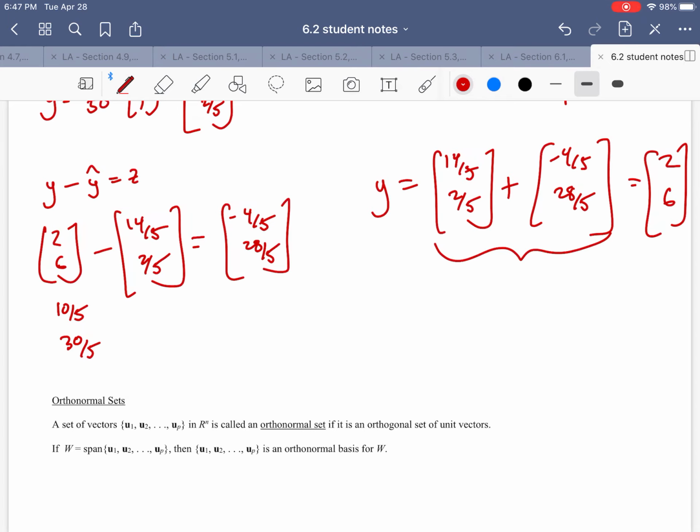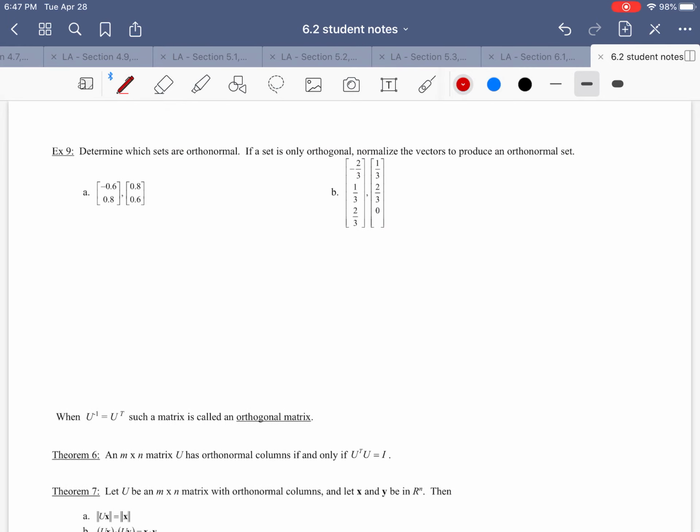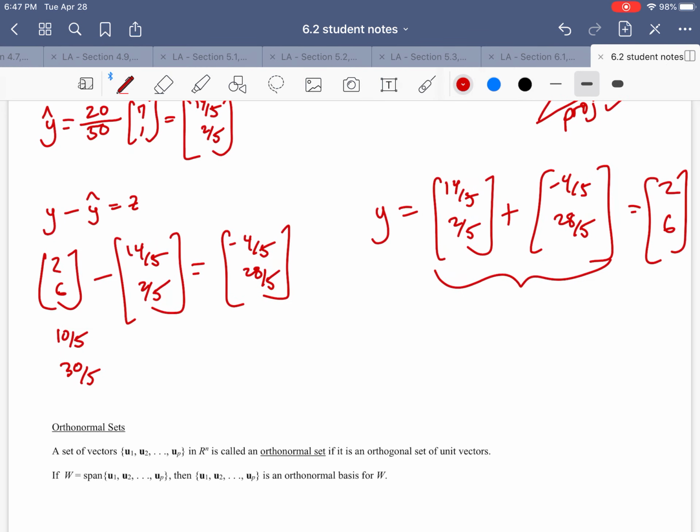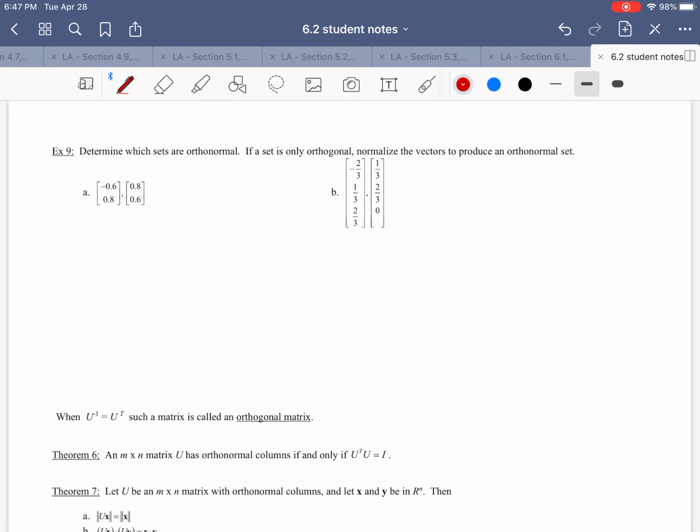And so the last example that we have to do is basically inspect what orthonormal means and whether something is an orthonormal set. So not only do they have to be perpendicular to each other, they have to be unit vectors. All right. So first, let's check and see if they're perpendicular to each other. That's what we're doing here.